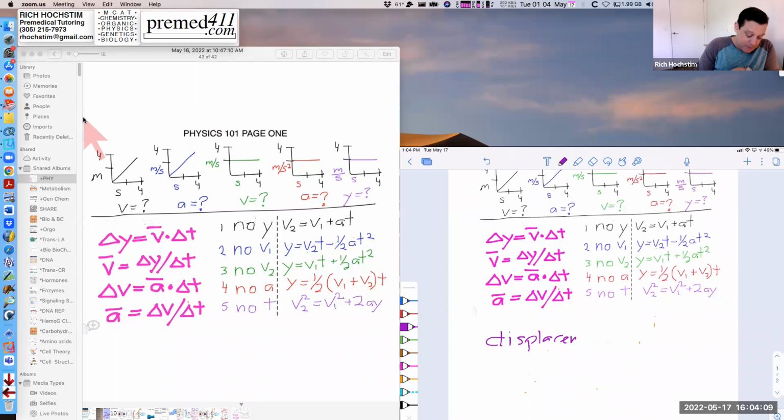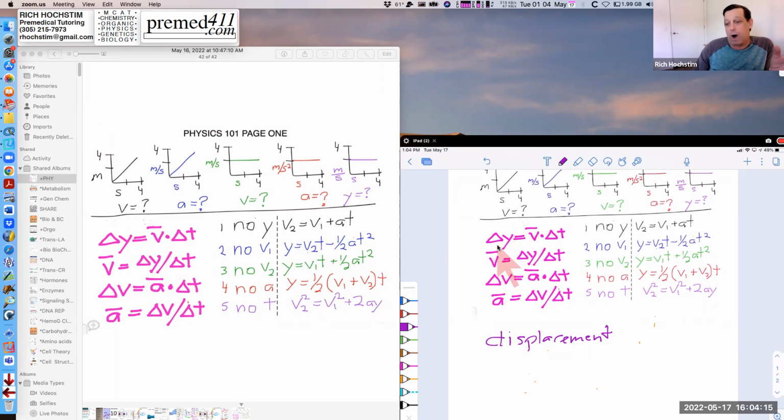displacement. And what I do is I use X or Y for position. So a displacement is going to be equal to, let's say, Y2 minus Y1. Position 2 minus position 1, that's displacement. And this should be differentiated from distance because displacement is a vector quantity.